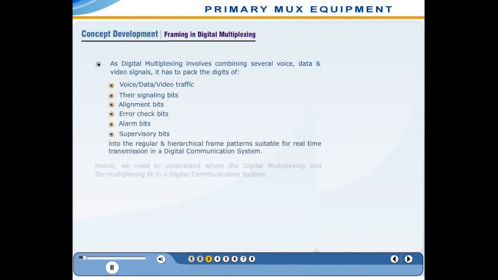Framing in digital multiplexing. As digital multiplexing involves combining several voice, data, and video signals, it has to pack the digits of voice or data or video traffic, their signaling bits, alignment bits, error check bits, alarm bits, and supervisory bits into the regular and hierarchical frame patterns suitable for real-time transmission in a digital communication system. Hence, we need to understand where the digital multiplexing and demultiplexing fit in a digital communication system.